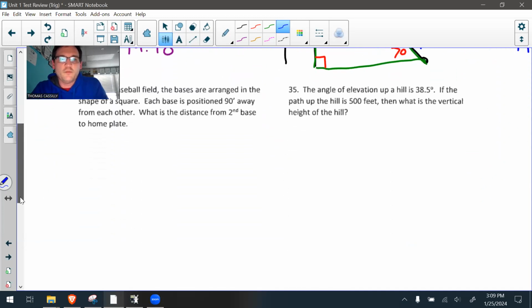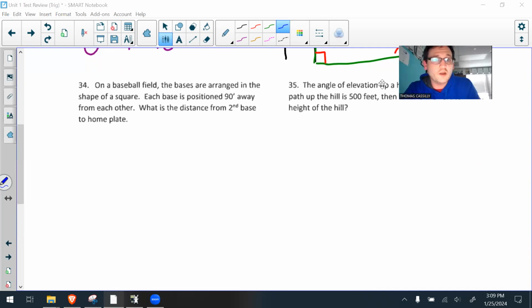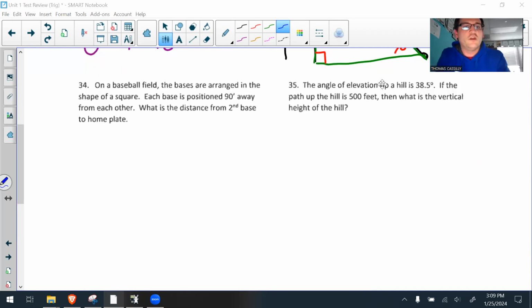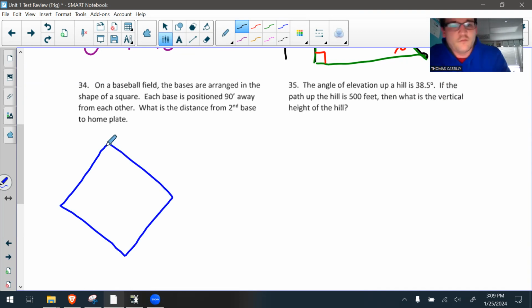All right, next one, baseball field. On a baseball field, the bases are arranged in the shape of a square. Each base is positioned 90 feet away from each other. What is the distance from second base to home plate? I think some of you guys are baseball players, so you might already know this one. So we got first, second, third, and fourth. These are all 90-degree angles.